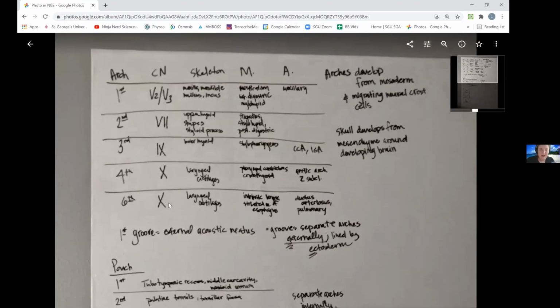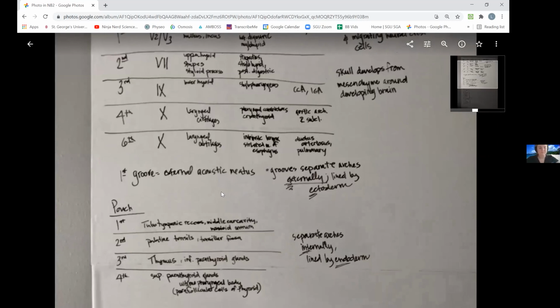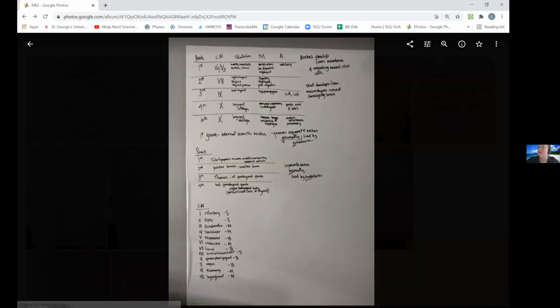And then I think they're going to ask you about every single cranial nerve with respect to their arch, honestly. Know those in some form or fashion. Basal ganglion, I do not remember that coming back on NB2, honestly.